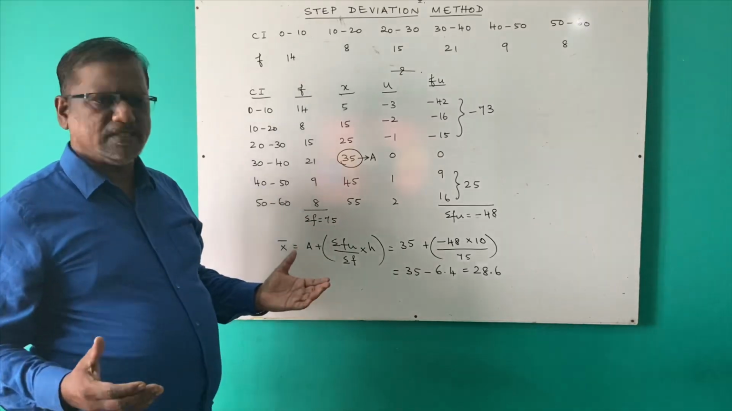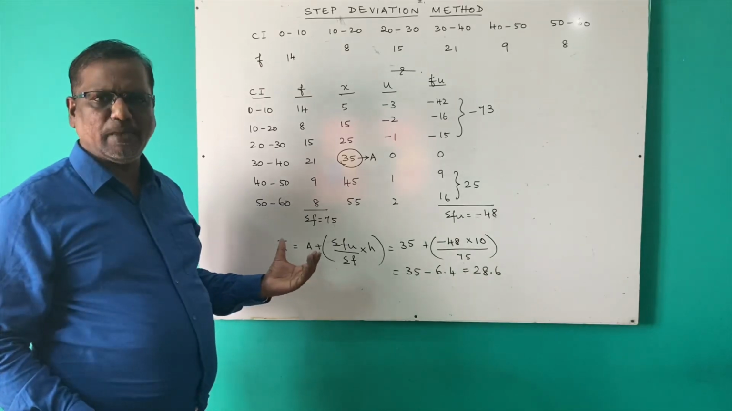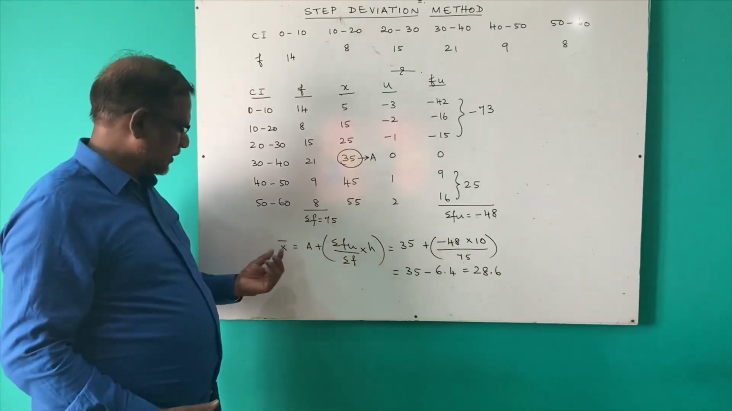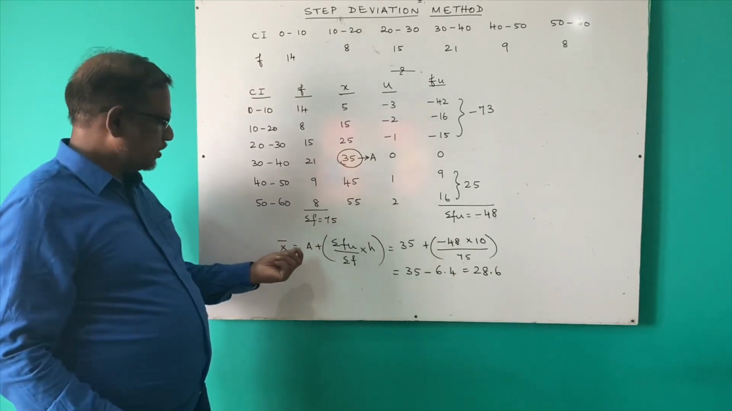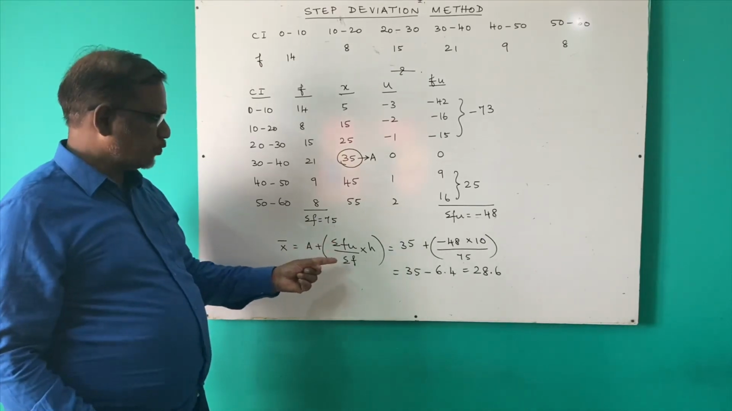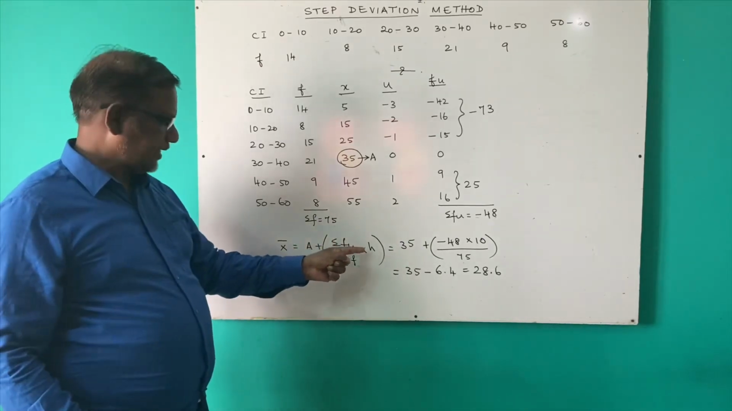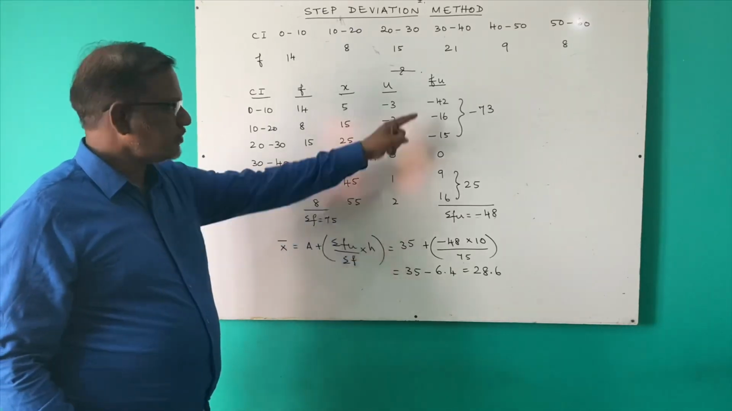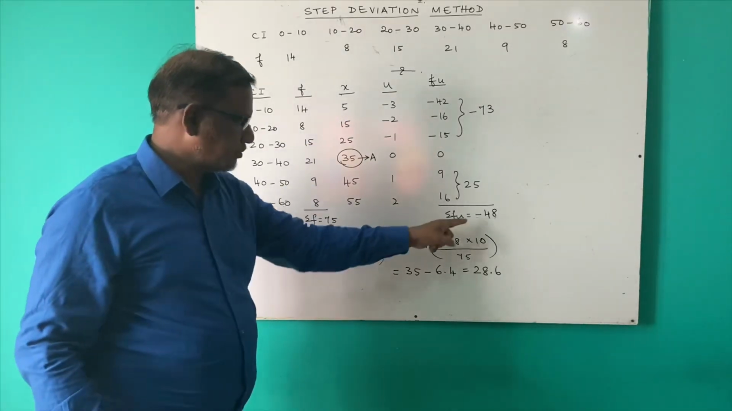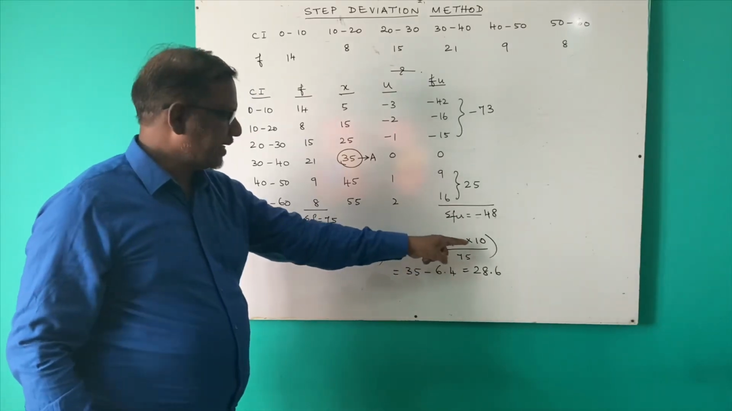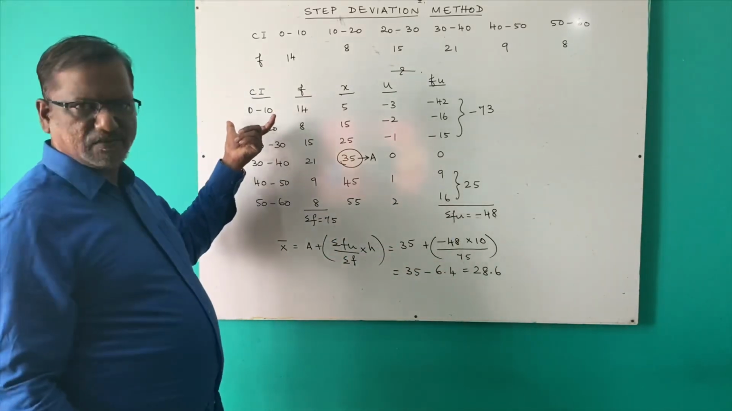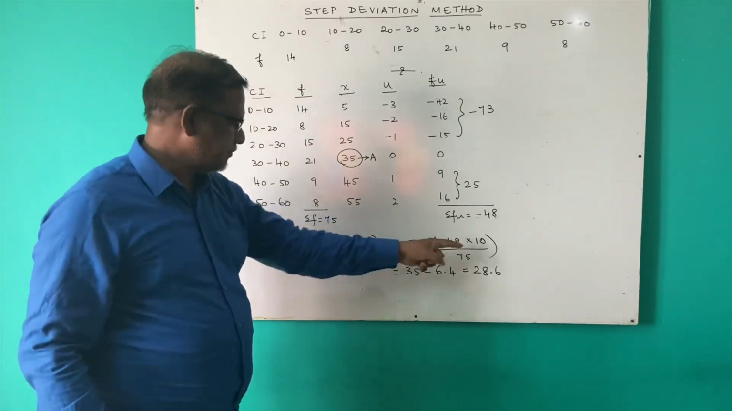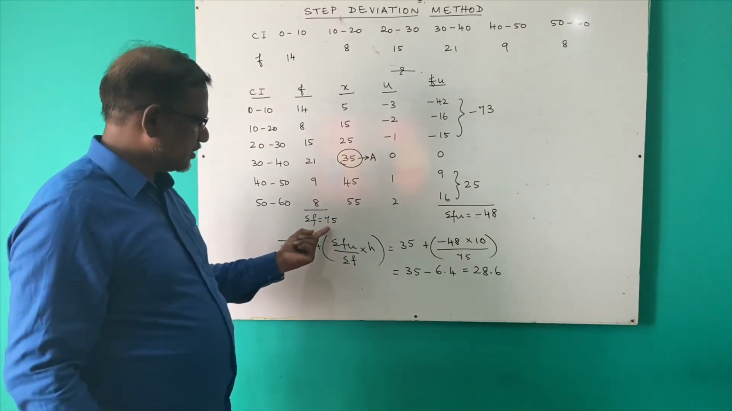Now our job is just to substitute those values in the formula. X bar is equal to a plus sigma fu by sigma f into h. A is nothing but 35, sigma fu is nothing but minus 48, and h is the size of the class, which is 10, and sigma f is 75.